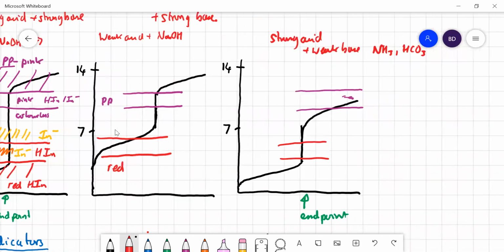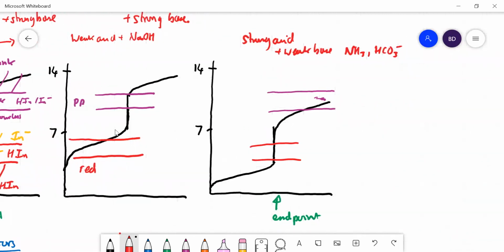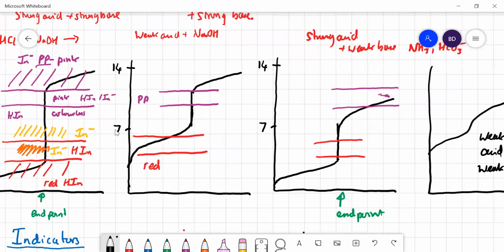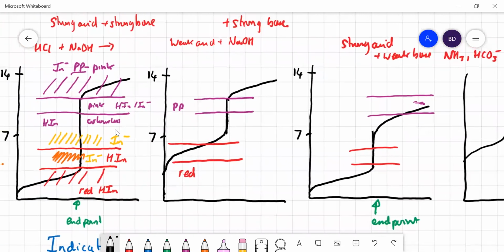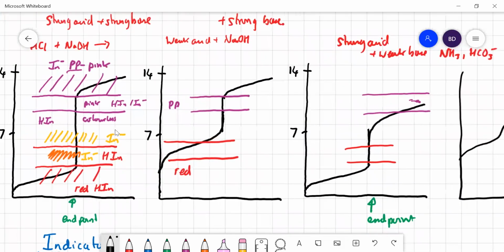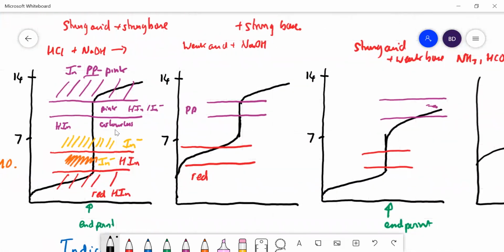What would happen if you had a weak base and a weak acid? Then you just get a sort of wobbly line like that, so that would be a weak acid and a weak base, and you couldn't really use any indicator at all for the titration there. So you wouldn't do a titration of a weak acid and a weak base together. Okay.